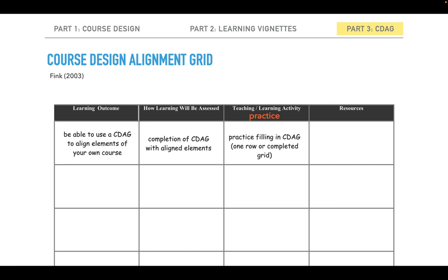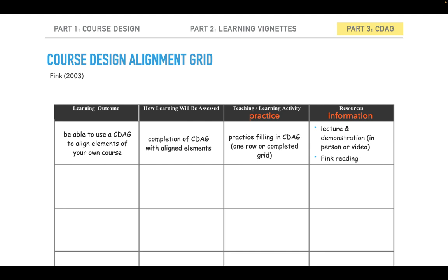And finally, we have the resources column. While resources could refer to a variety of things, I generally think of the information students need in order to reach the outcome. This might include a lecture presentation along with demonstration of how the grid is used, and perhaps also a reading by Fink that explains the rationale of the grid. Okay, so there we have one completed row, one learning outcome and its aligned course elements.